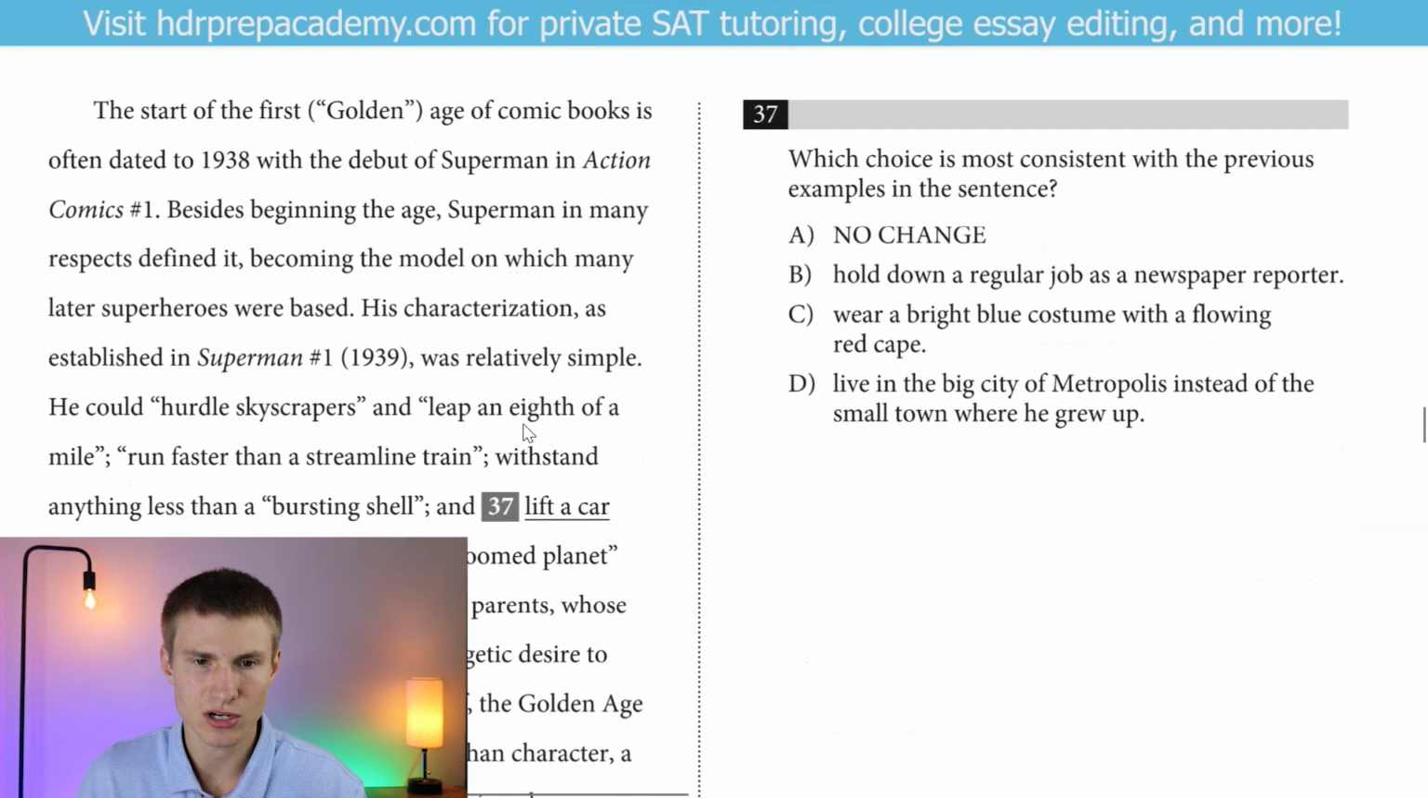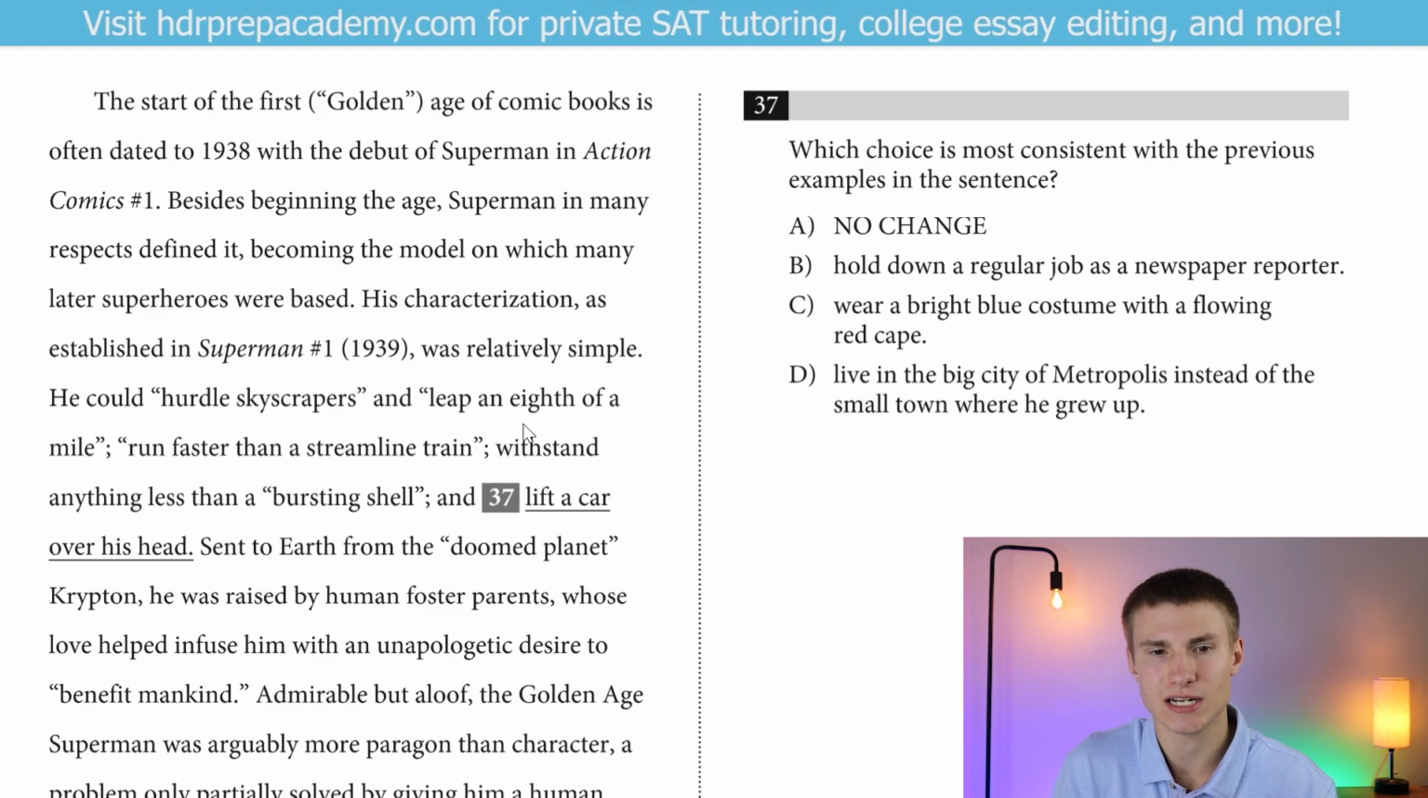All right, moving on, we've got: the start of the first golden age of comic books is often dated to 1938 with the debut of Superman in Action Comics 1. Besides beginning the age, Superman in many respects defined it, becoming the model on which many later superheroes were based. His characterization, as established in Superman 1, 1939, was relatively simple. He could hurdle skyscrapers and leap an eighth of a mile, run faster than a streamlined train, withstand anything less than a bursting shell, and lift a car over his head.